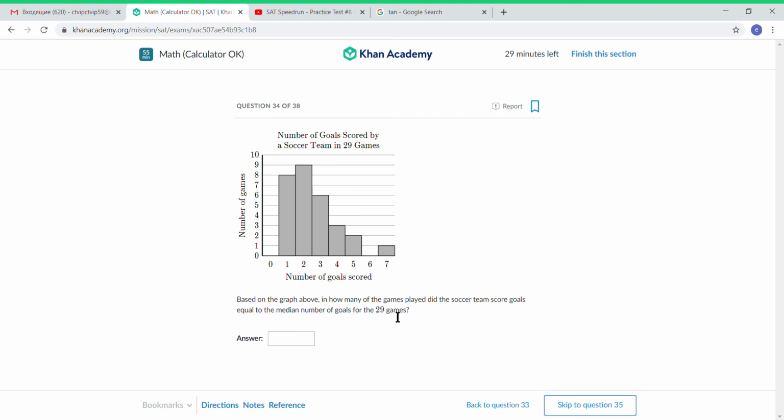Okay, my brain is literally not working right now. It's not even reading. What is it reading? Okay. Median. Sure. Okay, so median.